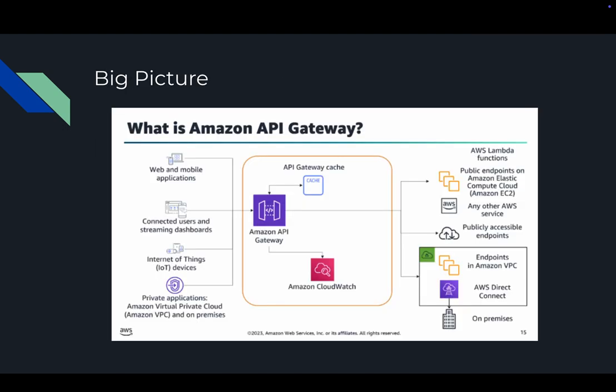The big picture is basically that Amazon API Gateway enables seamless communication between microservices, backend systems, and client applications. So you can solve issues of scalability, security, and monitoring in API management. For example, before API Gateway, manual API management was very complex and prone to errors.